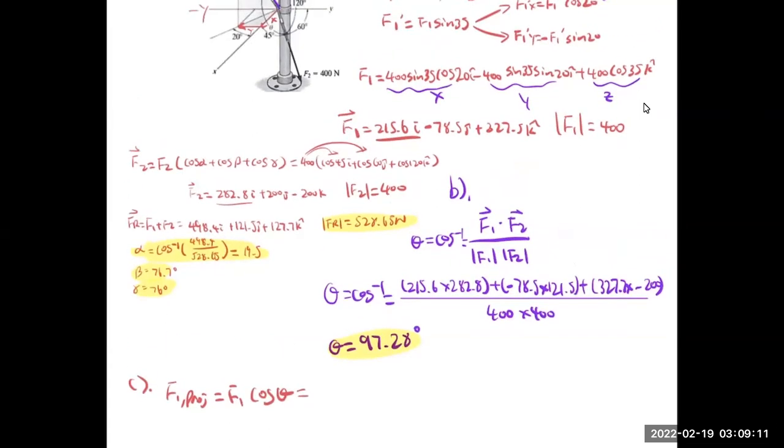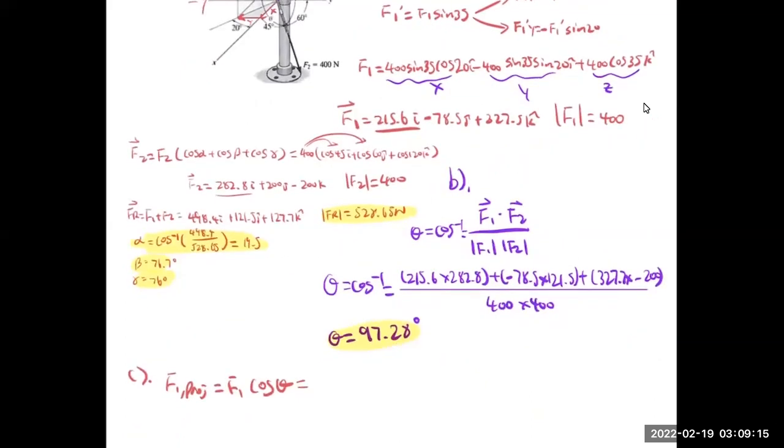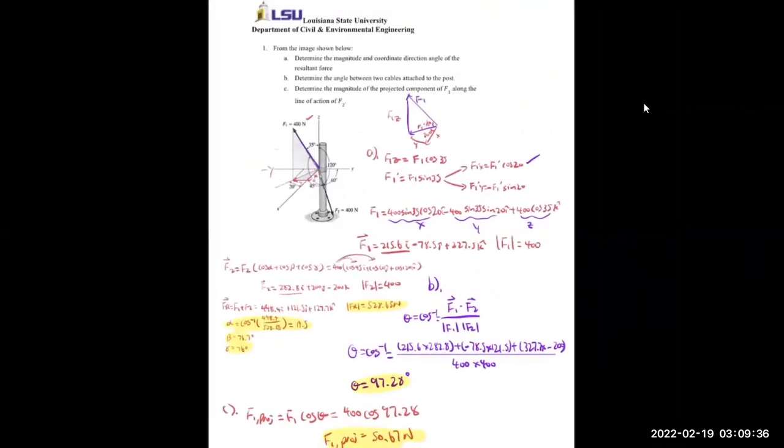The angle that we found is 97.28. So we get 400 cosine of 97.28. F1 projected will be equal to 50.67 newtons. Okay, so that's all for the first problem. Like I said, this will be a typical way he will ask you guys for this kind of first problem.